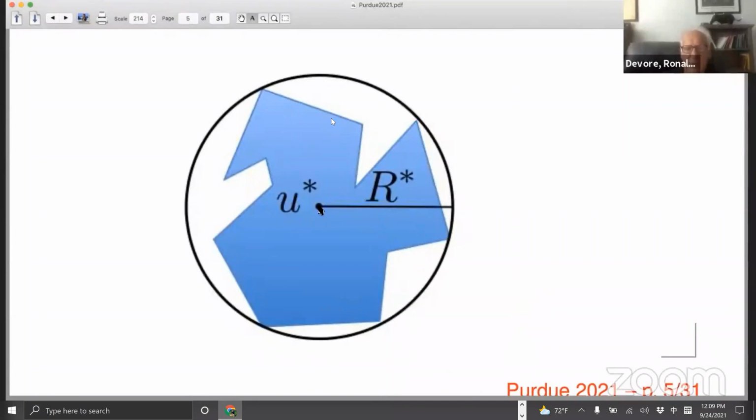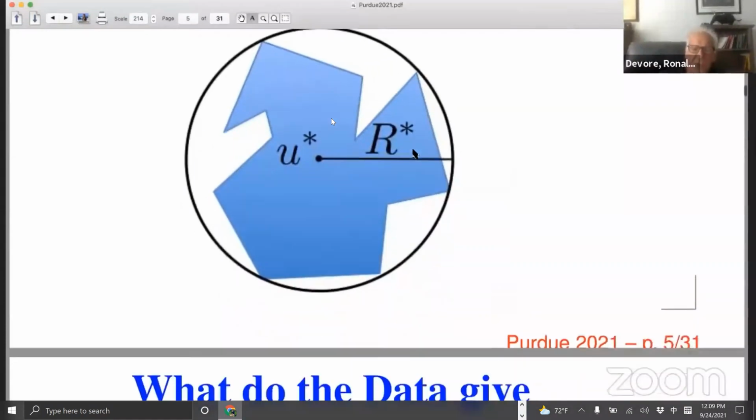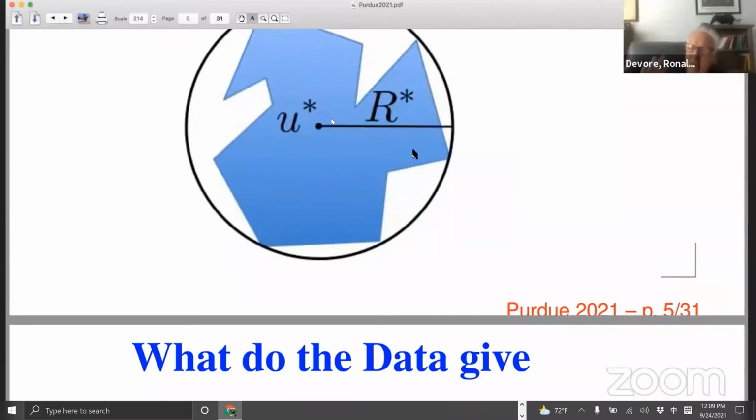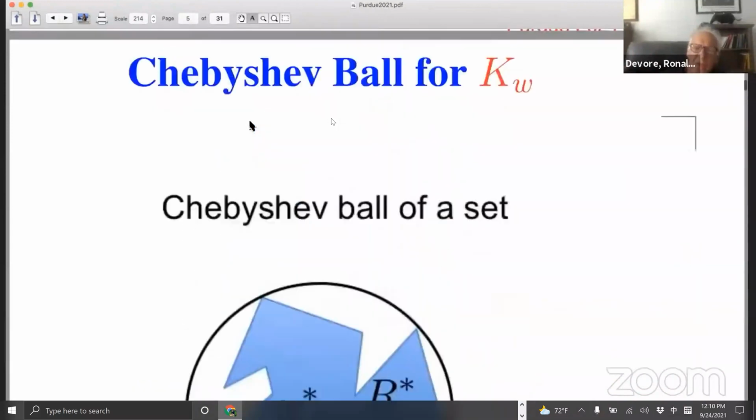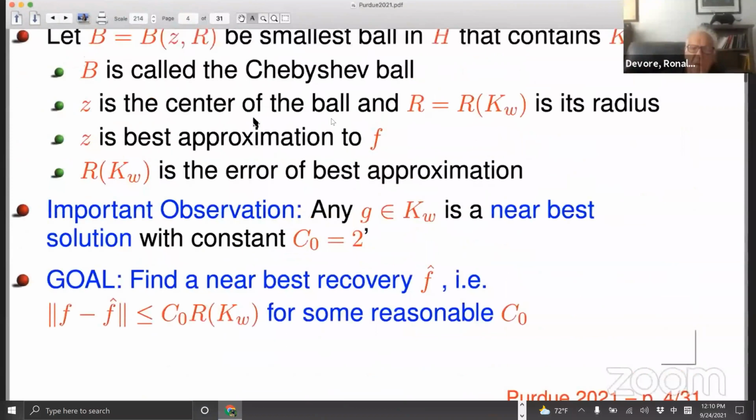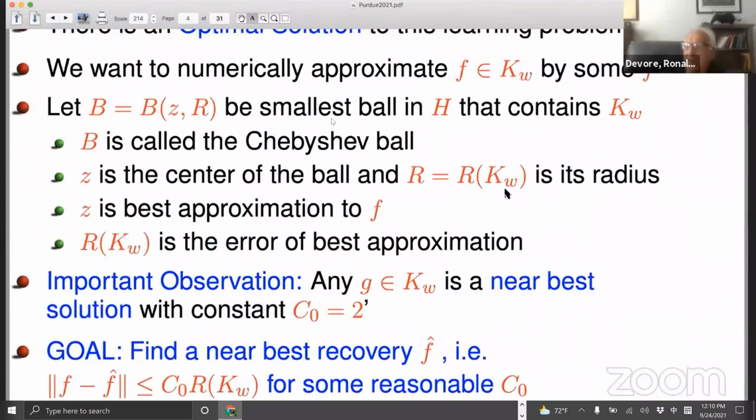the best algorithm. In reality, this is a very hard problem to find U star, and we do surrogates to that problem. And we would be happy if we found any point close to this ball. In particular, if we found any point in the ball, we would know we were within a factor 2 of the best performance, and that would be satisfactory to us. Okay, so there is an optimal solution, and the optimal error you would get is this R star of KW, the radius of this ball.